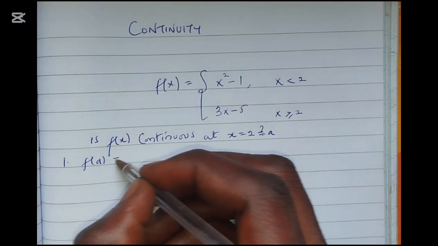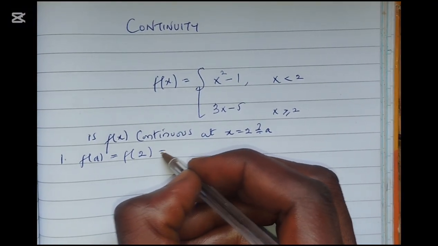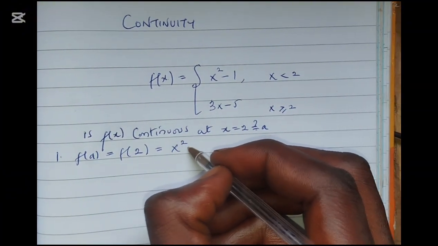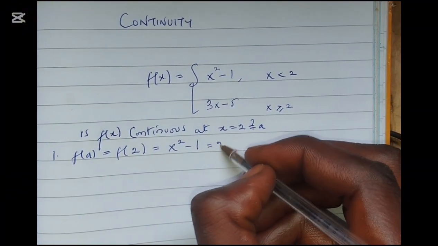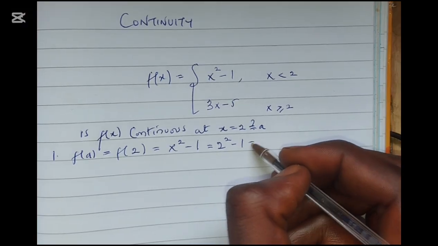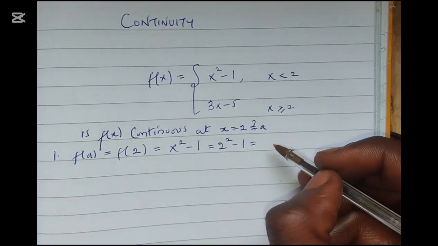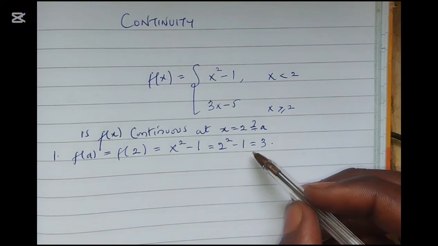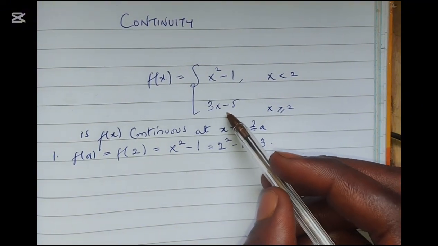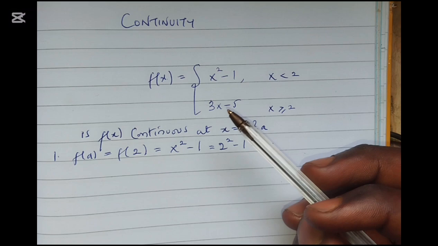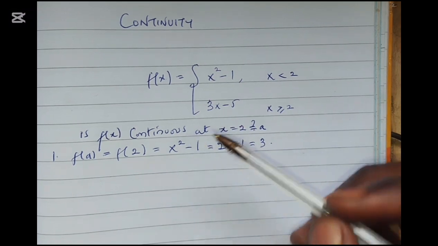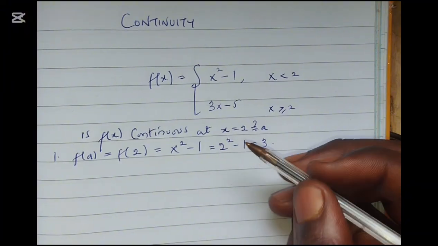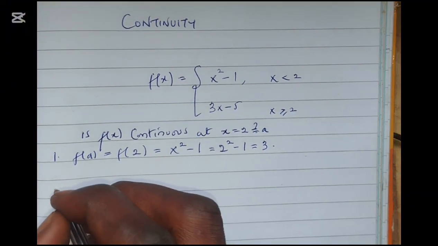So f of a equals f of 2 equals, let us pick this expression here, x squared minus 1, which is 2 squared minus 1. 2 squared is 4, 4 minus 1 is 3. So obviously this is defined. For this one as well, it should be defined, because for every polynomial function, the function is always defined. So let's go. The second condition says that the limit must exist.